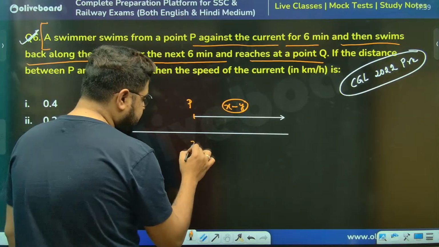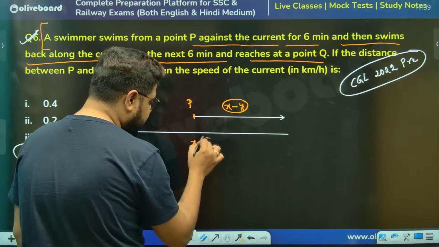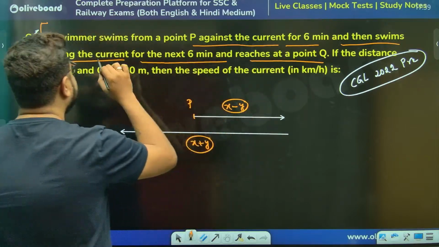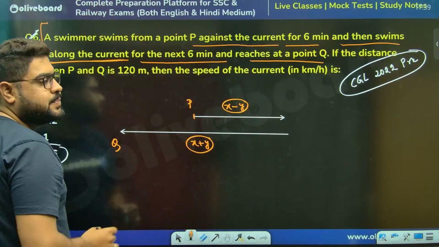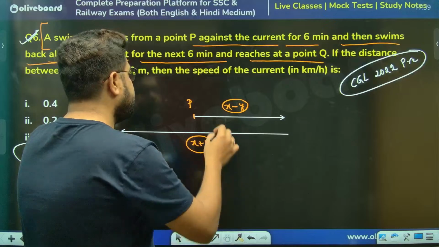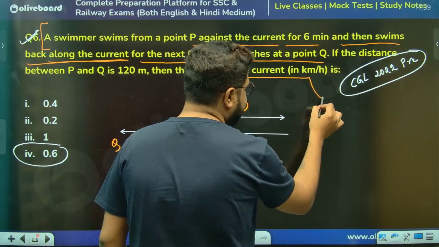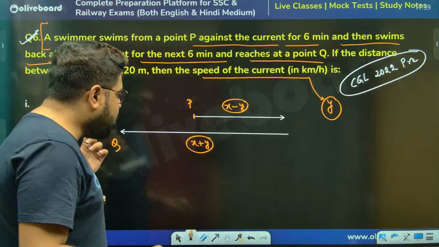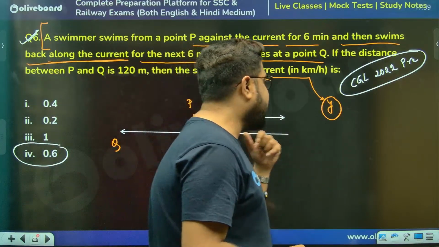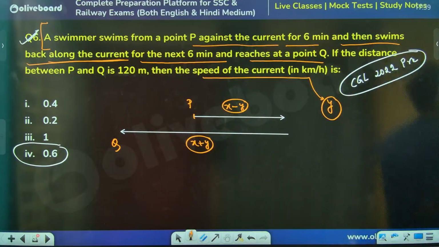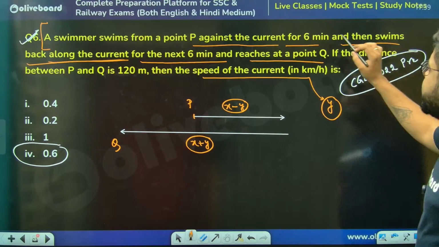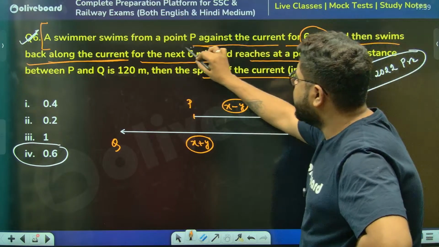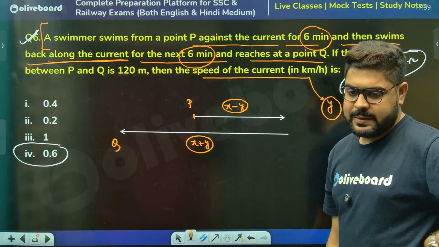Now here the speed is x plus y, because he is returning along the current. Y is the speed of the current. They are asking us the value of y. And both trips are for 6 minutes.